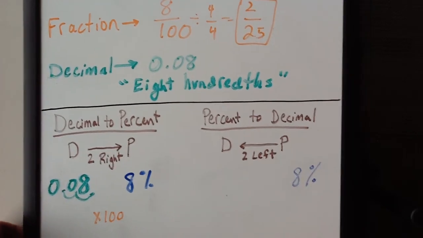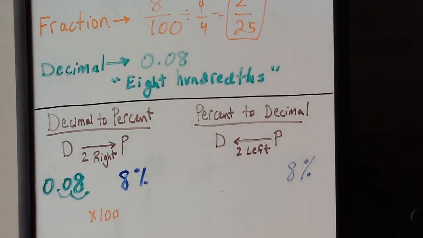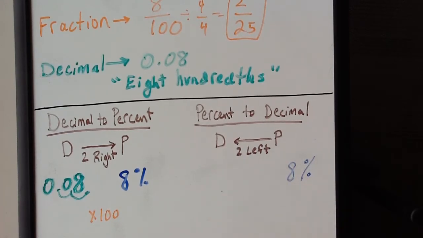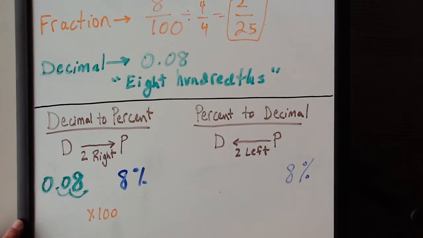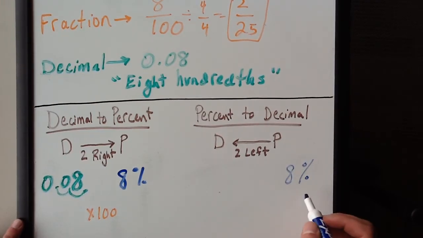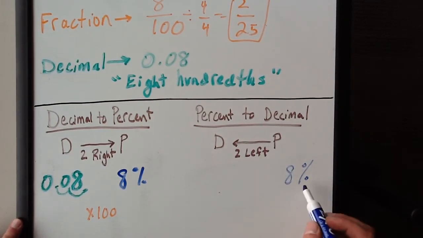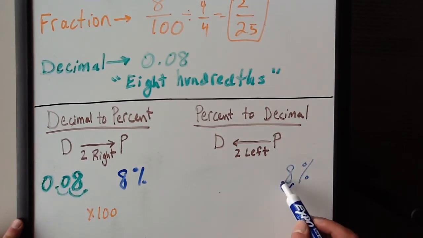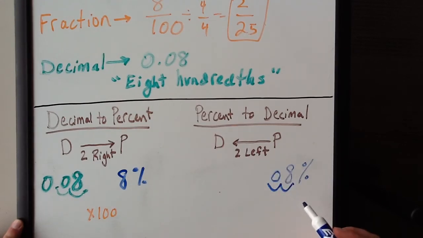Now to go the other way, if you're given a percent and you want the decimal form, you move the decimal 2 places to the left. So as you look at 8%, you may be asking yourself, where's the decimal at? Well, if the decimal is not written, it's after the last number, so it's after the 8 right there. I'm going to move the decimal 2 places to the left to make this a decimal form. So I go 1, 2. I'm going to have to add a placeholder 0. So 1, 2 places to the left, and there's my new decimal.